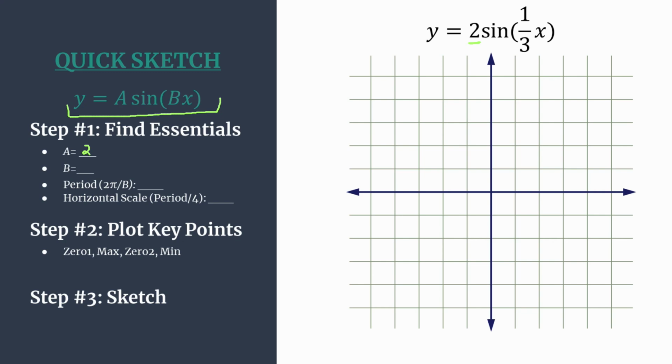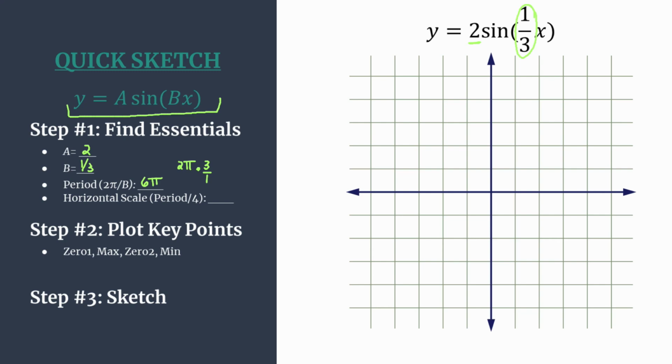Now we'll find b, which is just the coefficient in front of our x. Okay, so that's 1/3. And we use that to find the period. So we have 2 pi over b as our formula. This works for all your sine graphs. So 2 pi divided by a fraction of 1/3 is the same thing as multiplying by the reciprocal. So our period here, or the horizontal length of a cycle, is 6 pi.